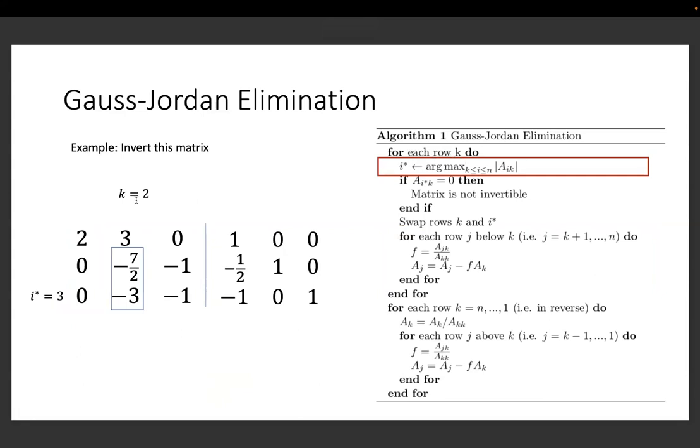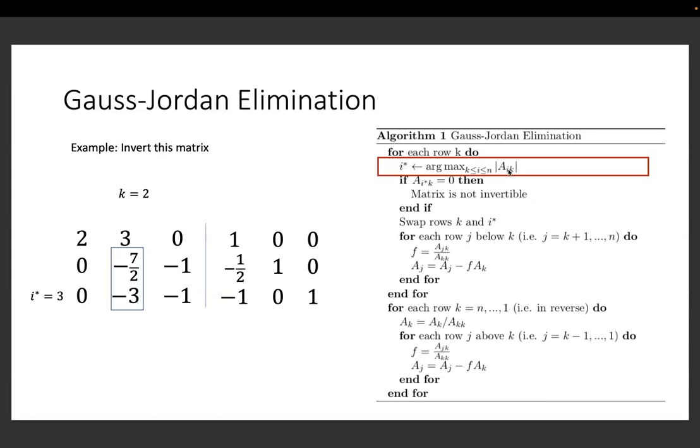k is equal to 2 now, and then we want to find the maximum value that we have in the second column for the rows below k. Because k is 2, we need to just consider these two elements to find the maximum value that we have here.